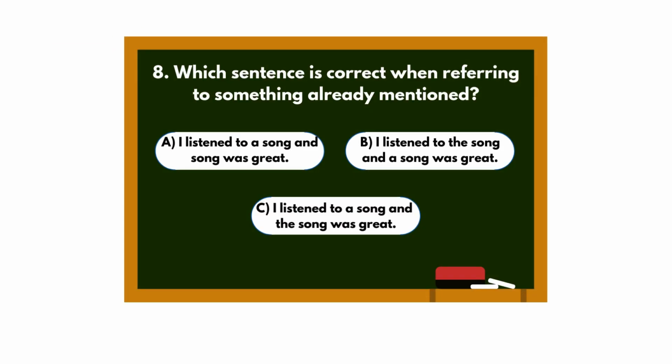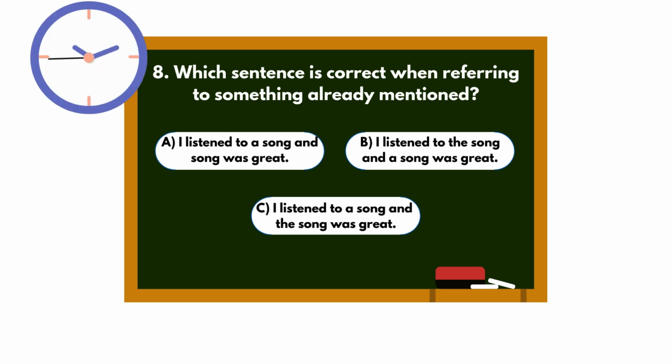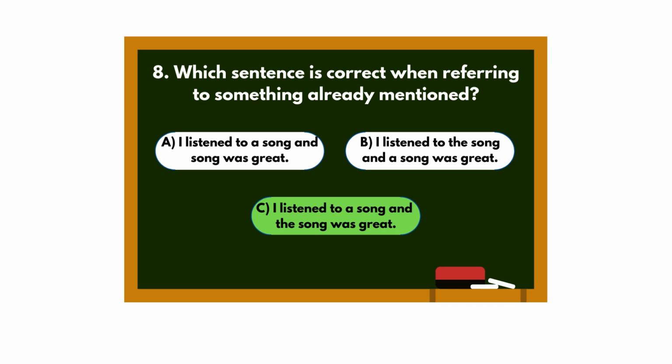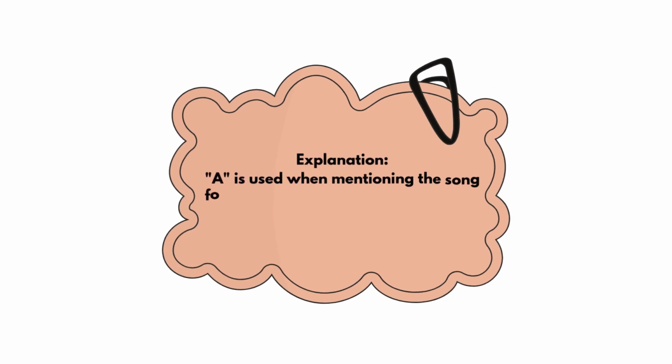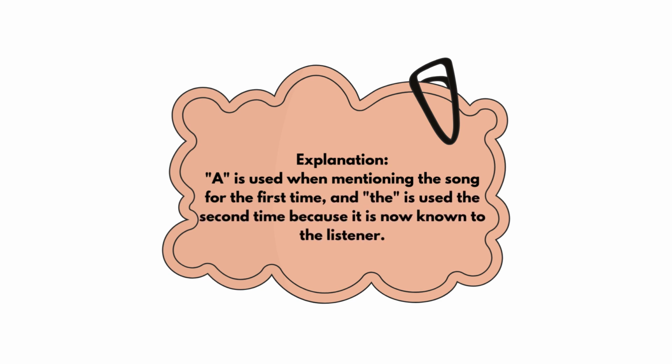Question number 8. Which sentence is correct and referring to something already mentioned? Option A, I listened to a song and song was great. Option B, I listened to the song and the song was great. Option C, I listened to a song and the song was great. The correct answer will be C. Explanation: a is used when mentioning the song for the first time, and the is used the second time because it is now known to the listener.